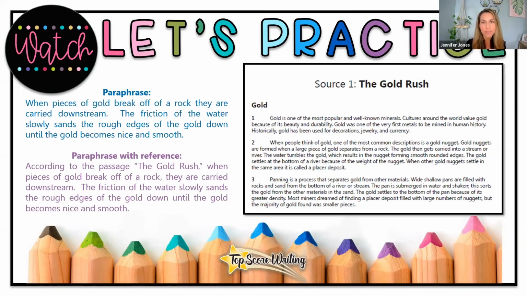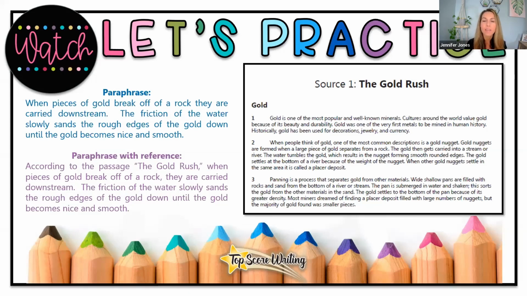When we are paraphrasing, it's very important to think about synonyms. Synonyms, as I'm sure you all know, are words that mean the same thing. So for example, in the text, when it talks about how their gold gets carried into a stream or river, I rephrased that in my paraphrase example by talking about how the rock of gold, the piece of gold, is carried downstream.